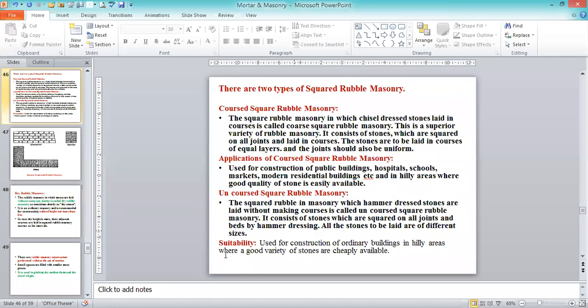Here, two things you have to remember. The size of the stone will be square, approximately square. And in the coursed one, we go for the appropriate direction. In the uncoursed one it is not appropriate, because different sizes are taken. More number of joints we use. So this is about the square rubble masonry.